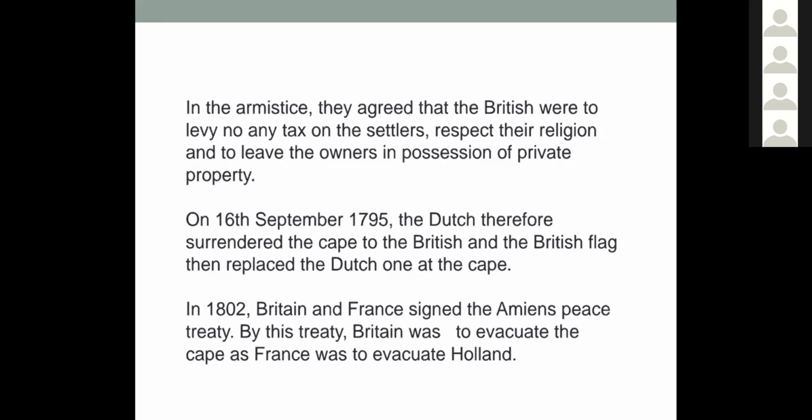So the British now officially took over the Cape on 16 September 1795, and the Union Jack, which is the British flag, was raised, and then the Dutch flag was lowered, which ended Dutch leadership at the Cape.